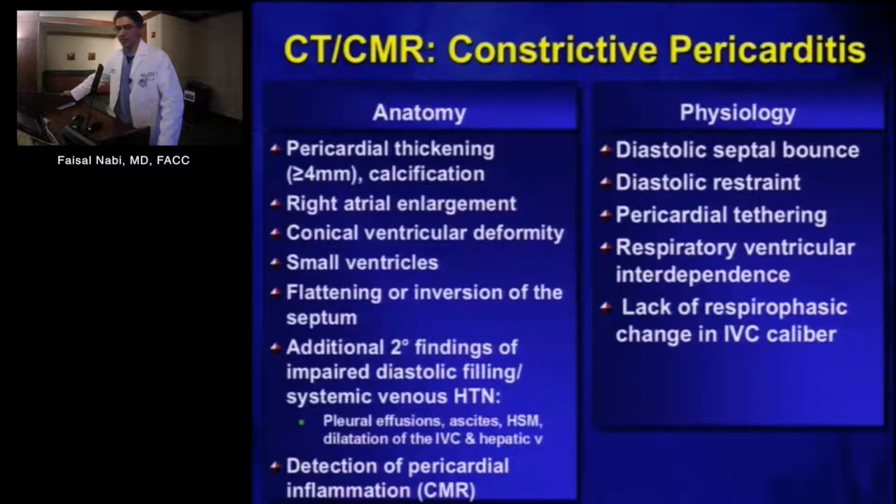Specific for the CT and CMR is really seeing this heart being compressed. Usually it's compressed in the basal and mid segments, so you'll see the ventricle take this tubular morphology. Ventricles will tend to be small. You may see flattening or inversion of the septum, and then you look for secondary signs of elevated systemic venous pressures. I will show you pictures of that, though they probably will not play.